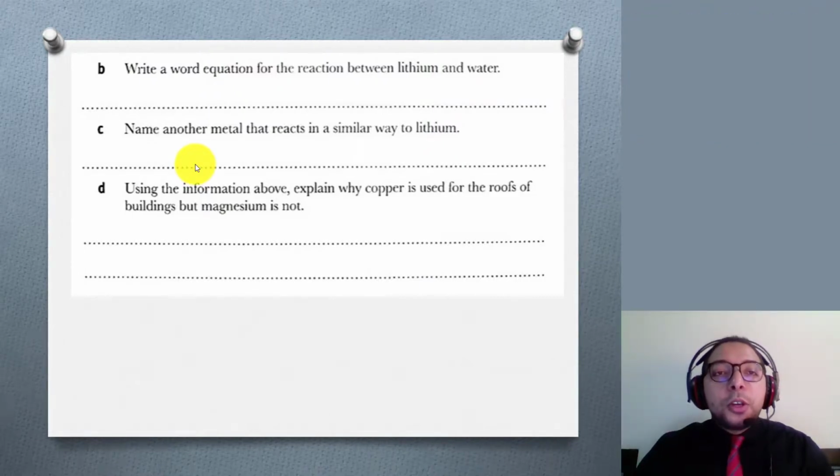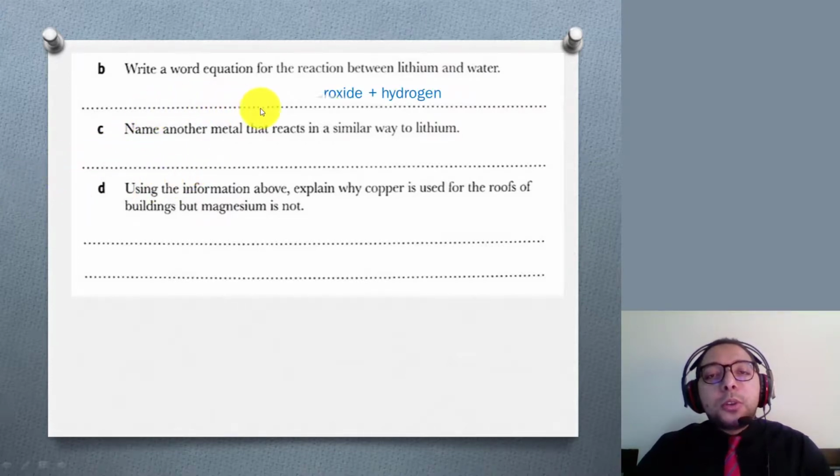Okay guys, time is over. The first question: write a word equation for the reaction between lithium and water. When lithium reacts with water, it produces lithium hydroxide along with hydrogen. Name another metal that reacts in a similar way to lithium. We have potassium and sodium.